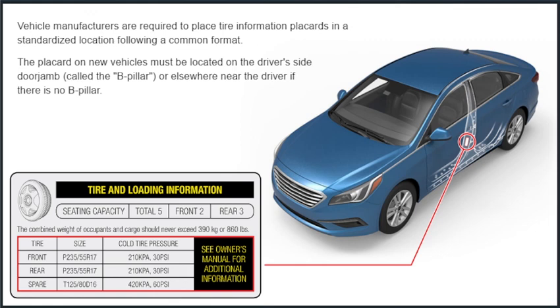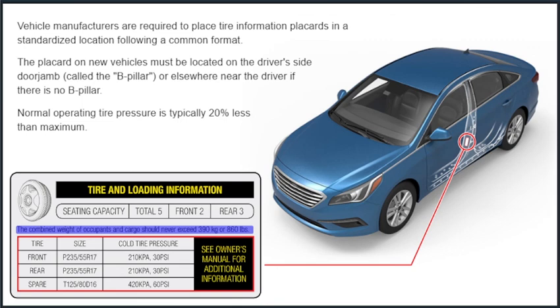The sidewall of a tire states the maximum tire pressure for maximum weight load. However, normal operating pressure is typically 20% less than maximum. Be sure the maximum load rating for the tires meets the standards stated on the door placard.